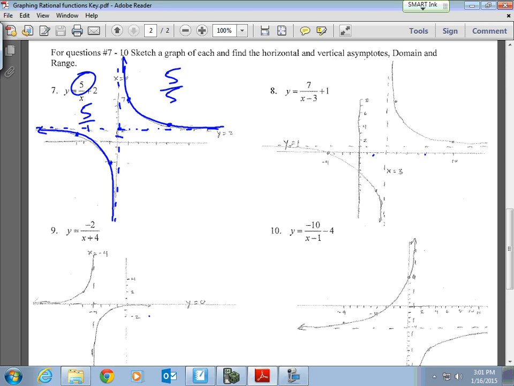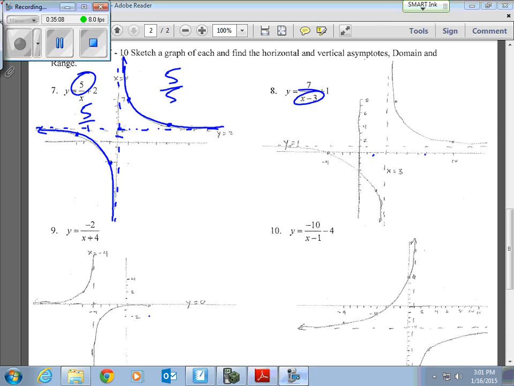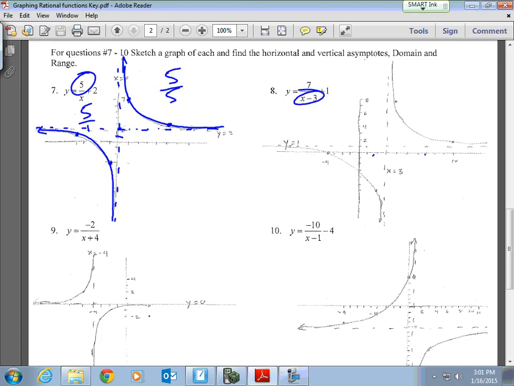Same idea for question 8. First step, x minus 3 shifts my vertical asymptote to the right 3. The plus 1 shifts my horizontal asymptote up 1. So my new vertical asymptote is no longer the y-axis. It's at x equals 3. And my new horizontal asymptote is no longer the x-axis. It's at y equals 1. From my shifted origin, from this red point right there, I'm going to move over and up.